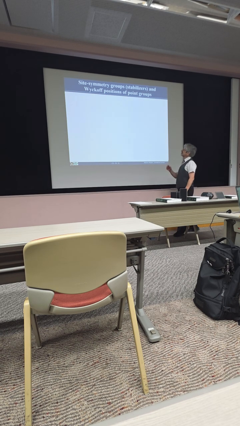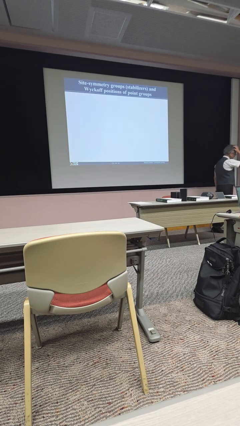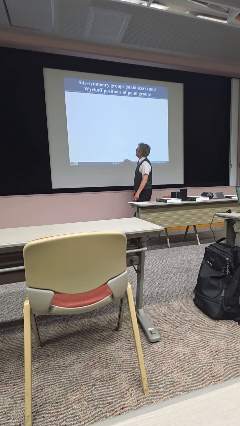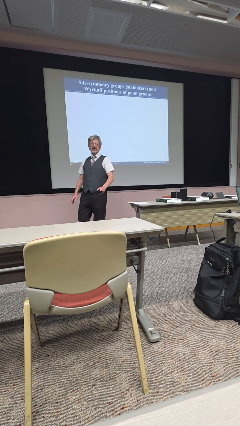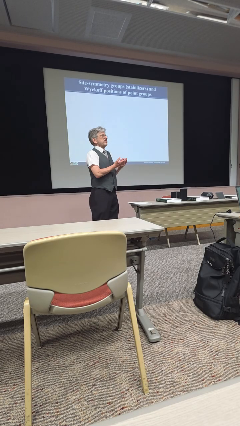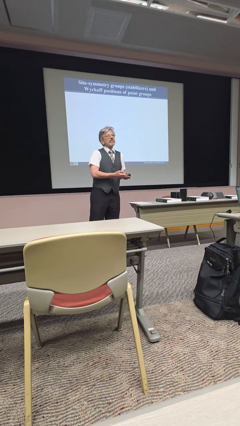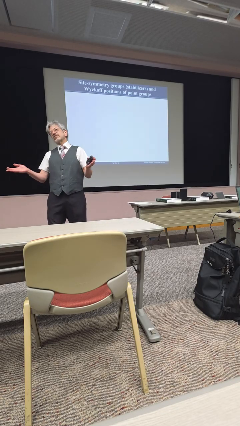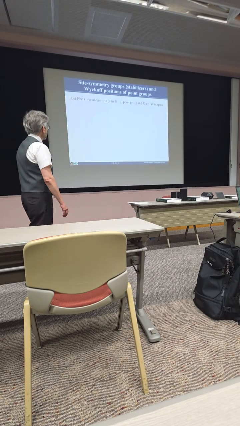Okay. Let's go on. We finish with the point group. There are quite a number of interesting things to touch on. And then we will move to space groups. Site symmetry groups, also called stabilizers in mathematics, and the decomposition of point groups. If you understand this, then we have the same thing in space groups, but of course, a bit more complex because we have translations. Okay.